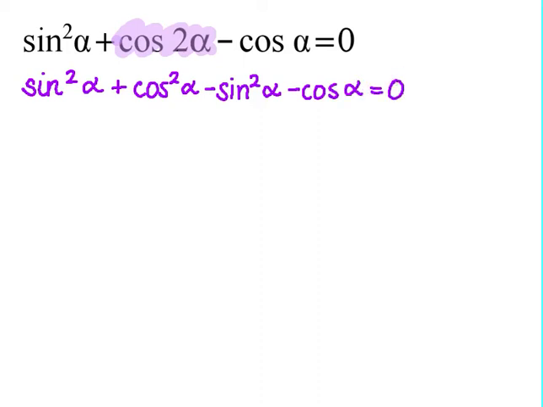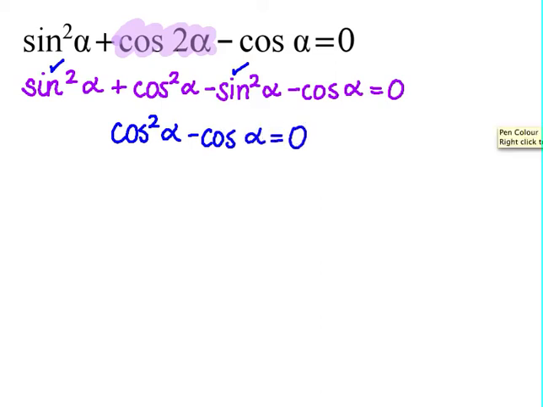What do you notice about your sine squareds? You can cancel. They're canceled. So this and this are gone. So really, I'm left with cosine squared minus cosine equals 0. And that was our whole goal, was to get it down to one trig function. How can I solve this?